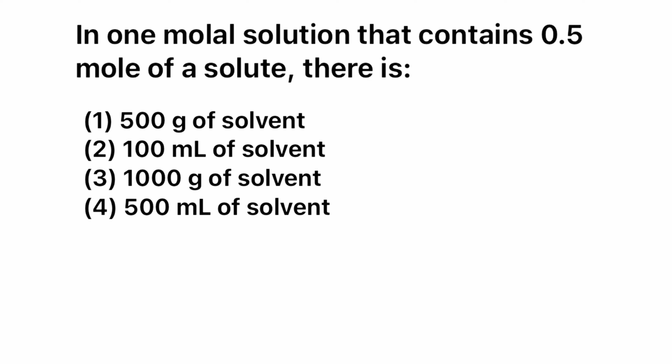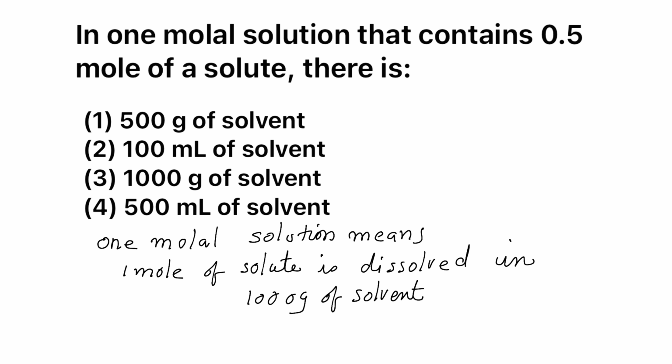Question number 1 from 2023 NEET paper. In one molal solution that contains 0.5 moles of a solute, there is, you can check the options. For doing this question, you must know what is the meaning of one molal solution. It means 1 mole of solute is dissolved in 1000 gram of solvent. 1 mole in 1000 gram of solvent.